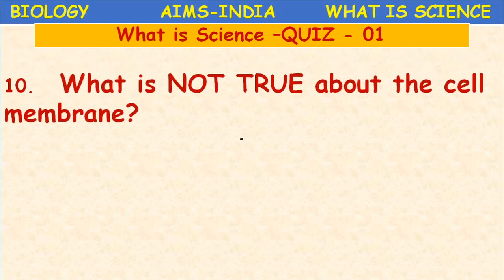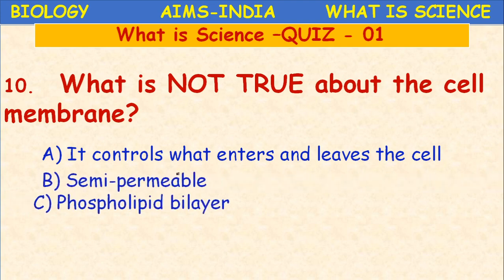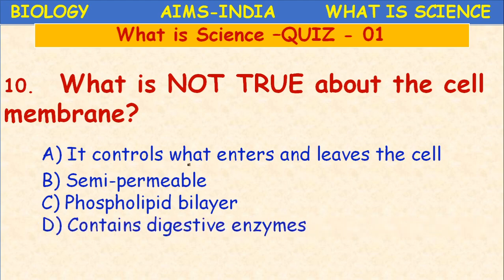Next question, what is not true about the cell membrane? It controls what enters and leaves the cell. It's a semi-permeable membrane. Phospholipid bilayer is present. Contains digestive enzymes. So here the correct answer is D. What is not true is asked here. It is not true that the cell membrane contains digestive enzymes. Actually, these digestive enzymes are present in the lysosomes, not in the cell membrane or plasma membrane.